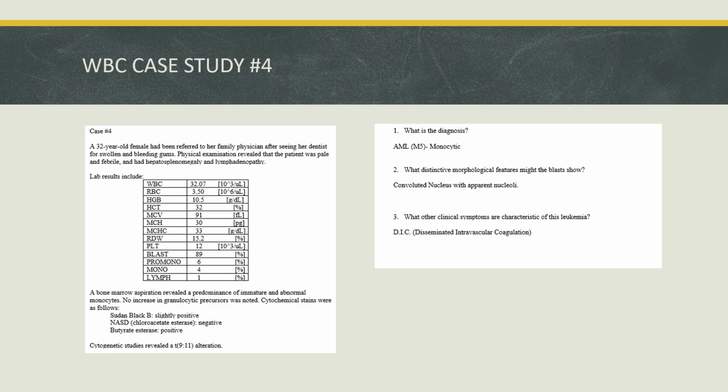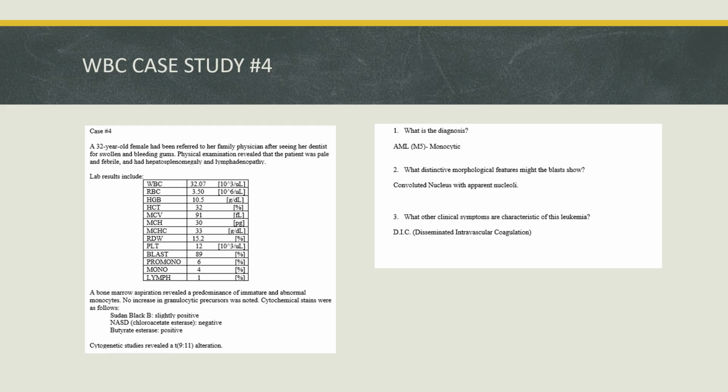So let's talk about some of the morphological features that the blasts may show. Now, I know in the past I have said a blast is a blast is a blast, and we can't really tell what lineage it is just by looking at the blast. But in some cases with monocytes, we do see a convoluted nucleus and very apparent nucleoli. So those little areas of clearing within the nuclear chromatin, and that's very characteristic of monoblasts.